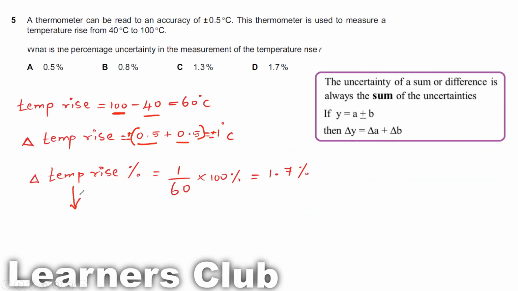Now to find the percentage uncertainty in temperature rise, you take the temperature rise uncertainty divided by the temperature rise into 100%. So percentage uncertainty is 1 degree divided by the temperature rise, which is 60 degrees, into 100, we get 1.7%. You can see the answer is D.